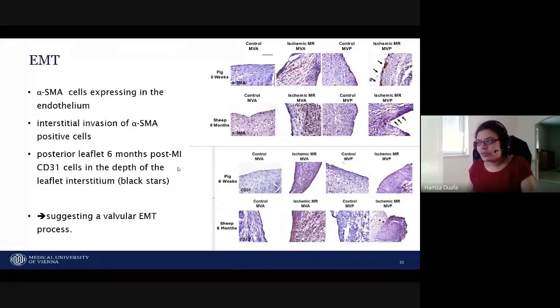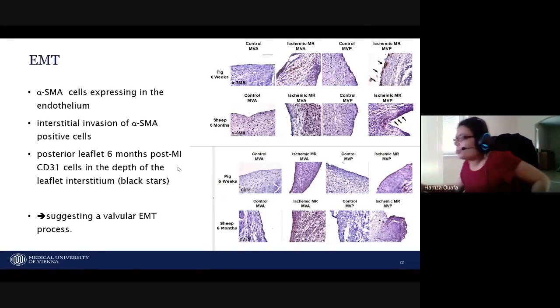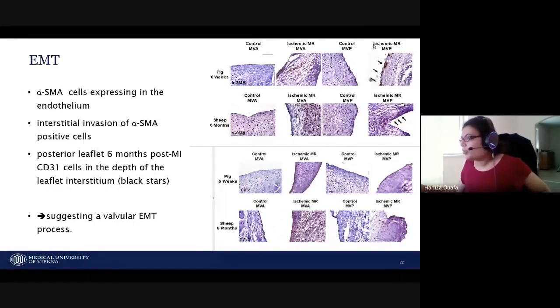And so if you see a cell going through EMT, it starts by expressing CD31, it's non-activated, and then also alpha-SMA at the same time. And at some point, it even loses the CD31 expression and expresses only alpha-SMA. So these are a little bit the stages of the EMT. So what does it mean for us? It's not too complicated. It's really simple.